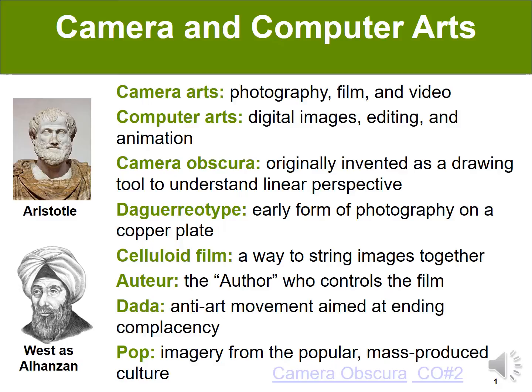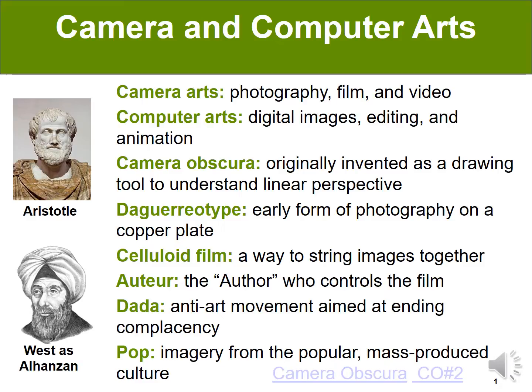However, it was not until the 16th century that someone managed to construct a device to harness this property of light. This device is known as a camera obscura. As always, we will discuss these terms in detail as we go over the chapter of the camera and computer arts. Computer arts, meaning digital images, editing, and animation.